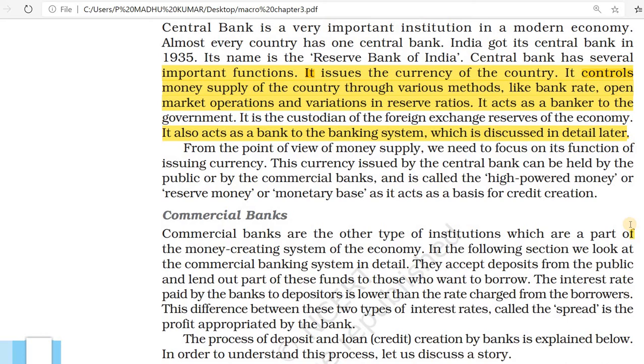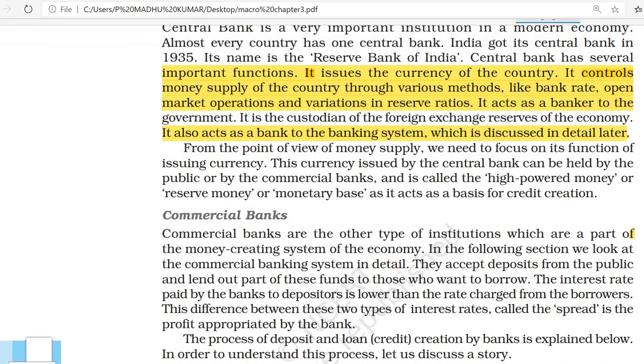Now we can study the commercial banks. Commercial banks are another type of institution which are part of the money creating system of the economy. They create money and control the money supply in our system.